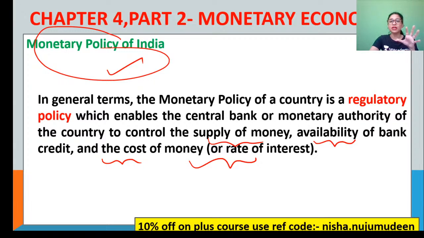Okay, so the key words are RBI, money supply, availability of bank credit, that is money, and how the rate of interest is controlled, because all these things are again the bigger versions of your quantitative or qualitative instruments of credit control by the RBI in the context of monetary policy, which we'll be discussing in the coming sessions. Clear?